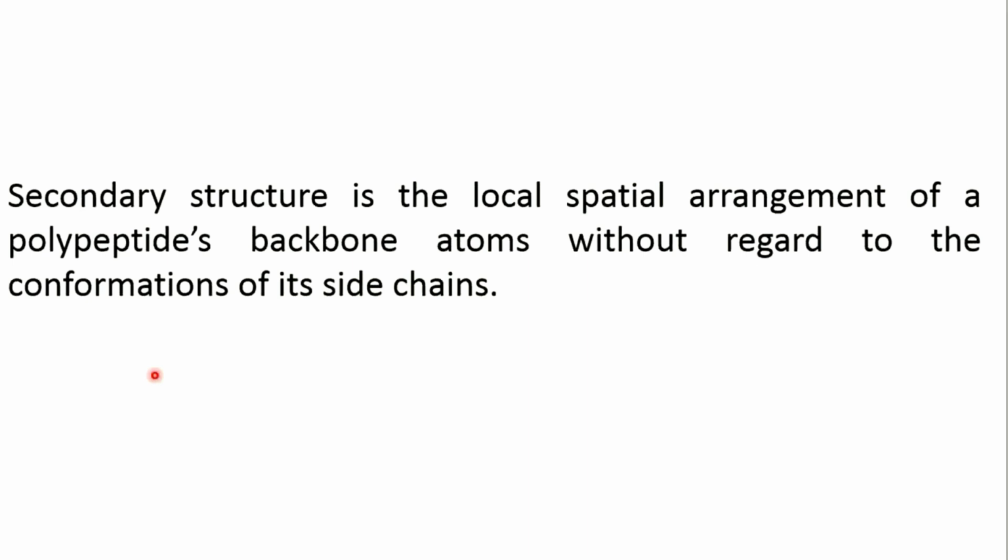This means secondary structure is not considering the conformation of the R group of amino acids, or the structural aspects of the side chains. It is just using the backbone. The backbone of protein contains alpha carbon, then peptide bond, then alpha carbon, then peptide bond and so on. So a structure which is the arrangement of the backbone atoms is called secondary structure, where it is not considering the conformation of its side chains.